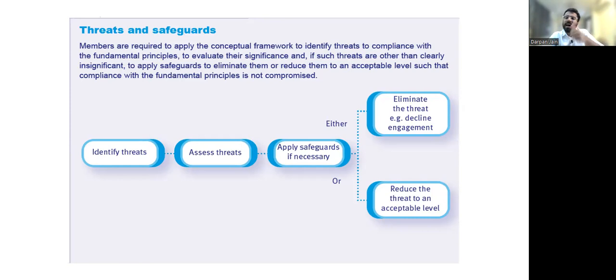These safeguards either eliminate the threat completely or reduce the threat to an acceptable level. In our case, the safeguard you will apply is to not accept the engagement. That's the only safeguard: decline the engagement. Every safeguard that you apply to a threat will either eliminate the threat completely or reduce the threat to an acceptable level.